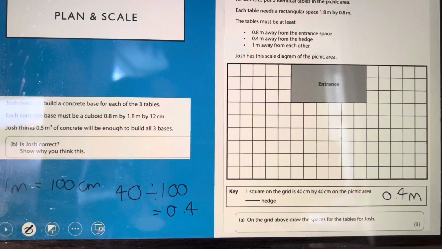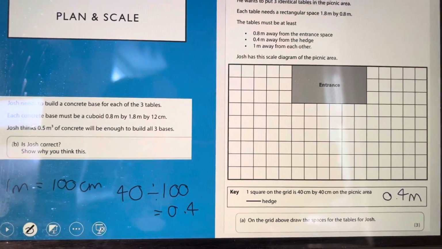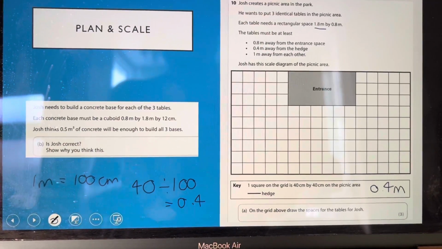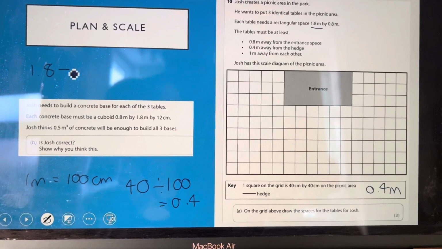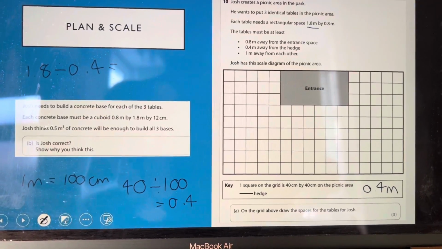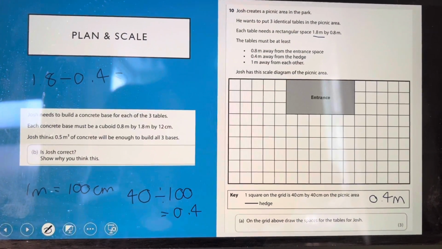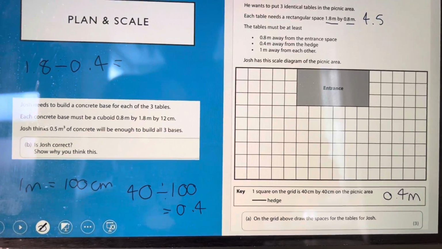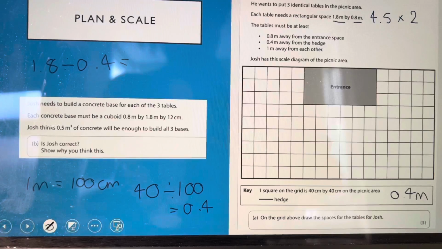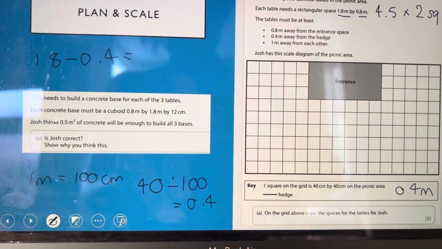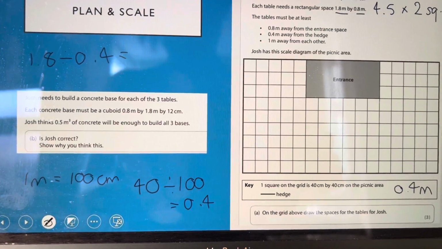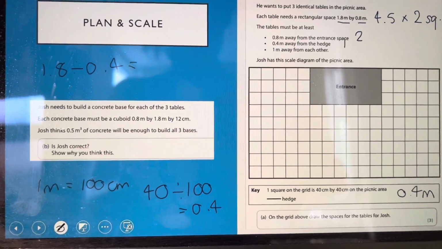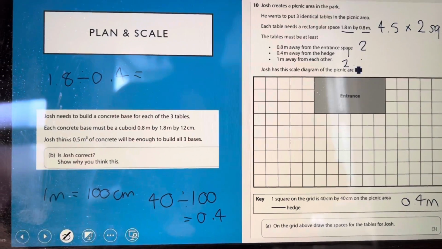And then I can work out how many squares each of my measurements are going to take up. So 1.8, and again to do this I just need to divide. I take my 1.8 and divide it by 0.4. And that will be 4.5 squares. 0.8 is 2. So that's how many squares I'm using on my grid. So again, 0.8 from the entrance space is 2 squares. 0.4 is just 1 square, and 1 metre is 2.5.